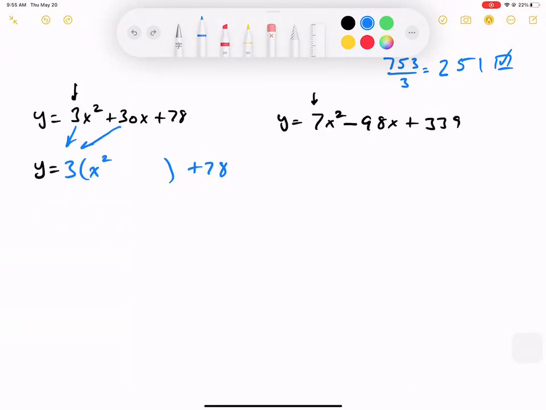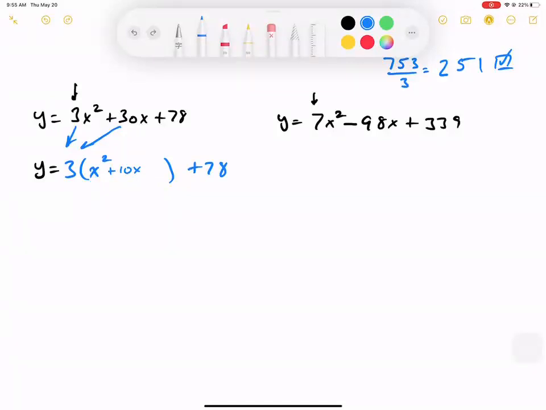And then 30 divided by 3 leaves 10. I want you guys to be okay with this. 3 times x squared is 3x squared, and 3 times 10 is 30. We end up with the same exact problem here. I'm just setting up. If I cut an onion, it's still an onion, it's just in pieces. I'm just prepping the work.